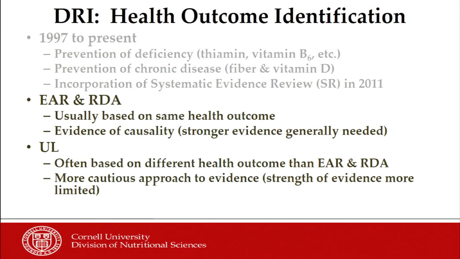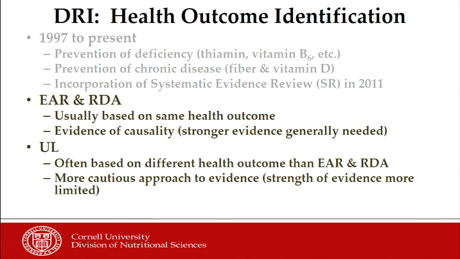So in this process of looking at health outcome identification, the estimated average requirement and the recommended dietary allowance are usually based on the same health outcome because the estimated average requirement is specified if it can be, and then the recommended dietary allowance is set at 2 standard deviations above this estimated average. When an estimated average requirement can't be established, an adequate intake is established, which is uncertain as to how it relates to the distribution of requirement, but generally meets the needs of most of the population.